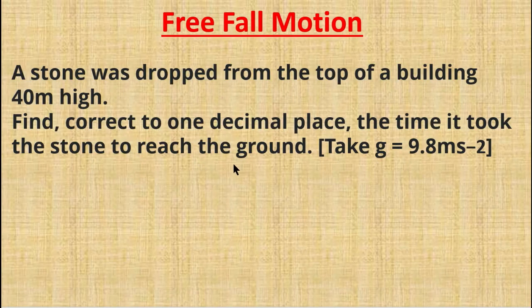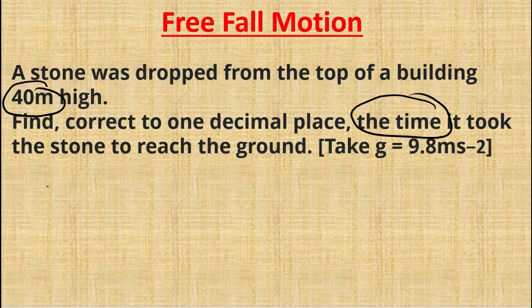We have this question on free fall motion, also on equation of motion. Now it says a stone was dropped from the top of a building. The top of a building is 40 meters high. We have to find, correct to one decimal place, the time it took the stone to reach the ground.